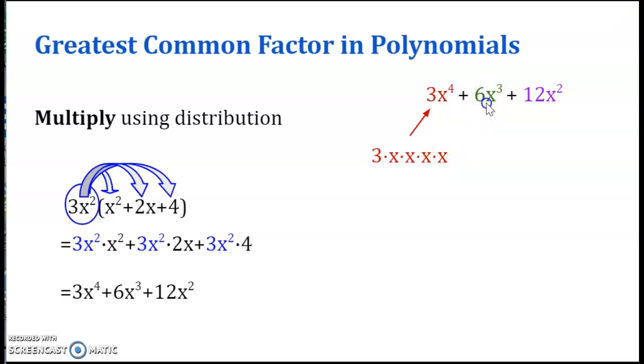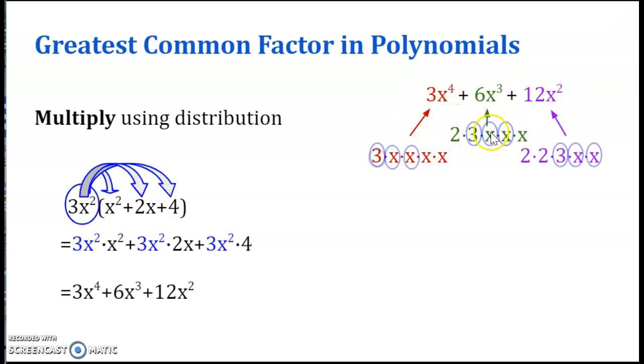Whereas 6x cubed is 2 times 3 times x cubed, because 6 can factor as 2 multiplied by 3. Those are the prime factors. And then x to the power of 3 is x times x times x, whereas 12x squared is 2 times 2 times 3, because we said that 12 can be represented as prime factors of 2 times 2 times 3, and the x squared is x times x. So looking at all the factors between the three terms, what are the factors that are common to all three of the terms?